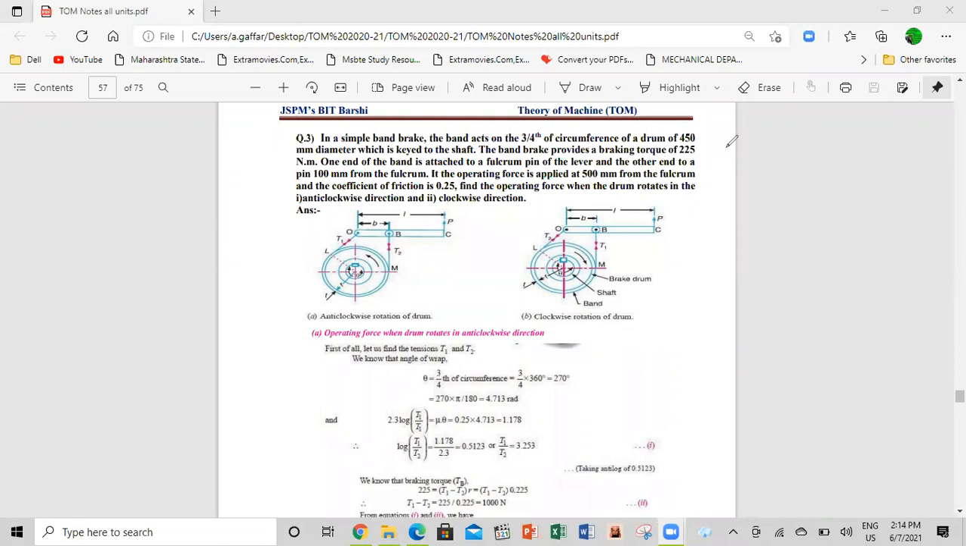So this is a problem on simple band brake. First of all, write down the given data from the problem. I will read the problem and write down the given data.